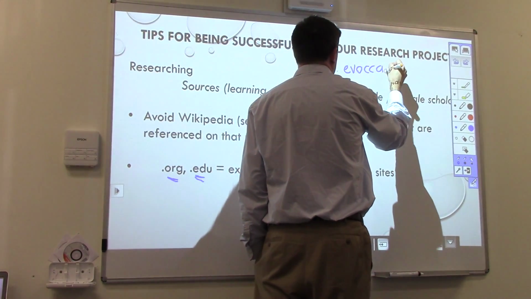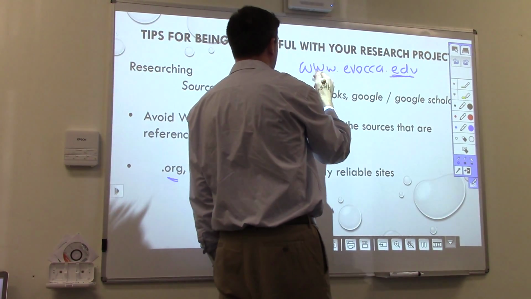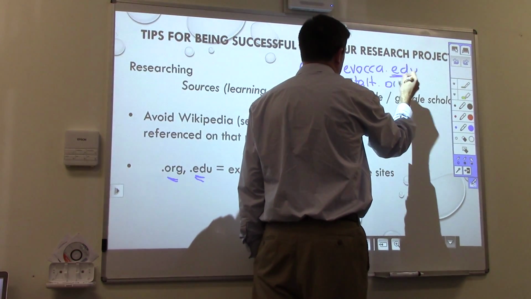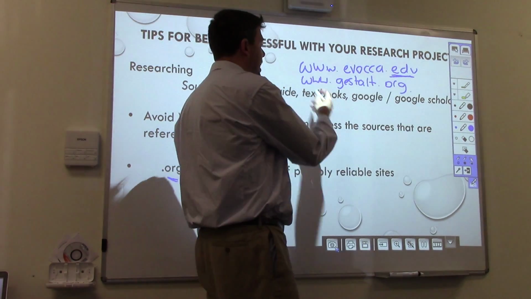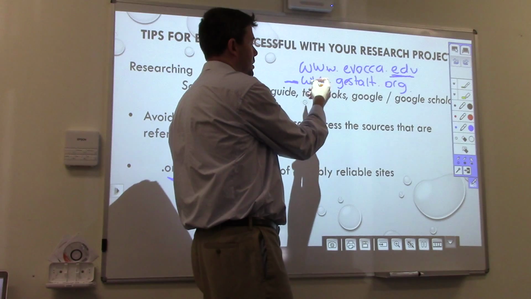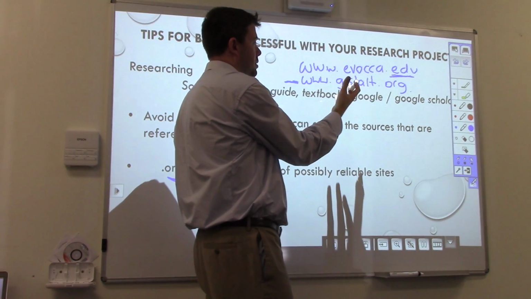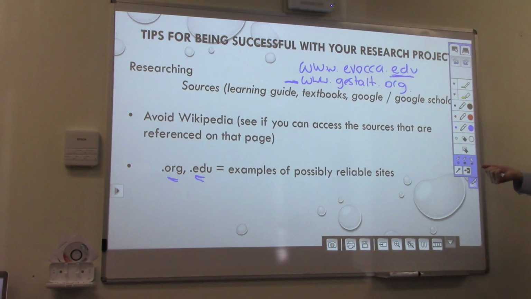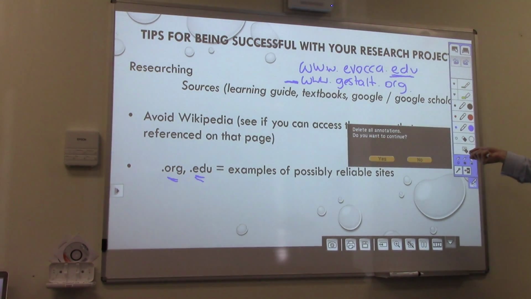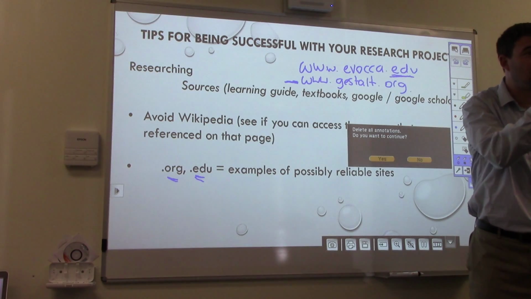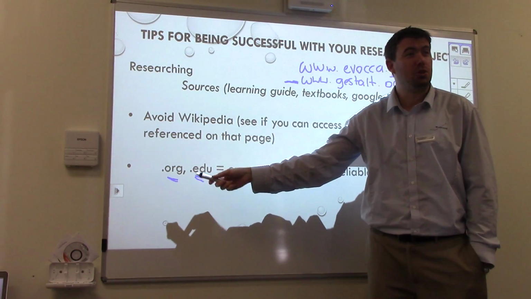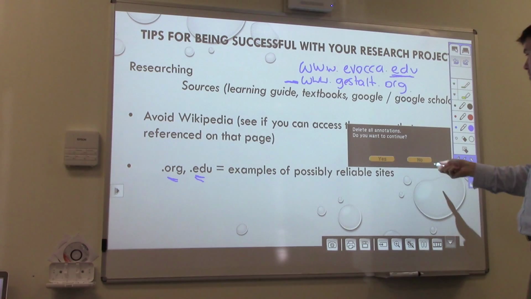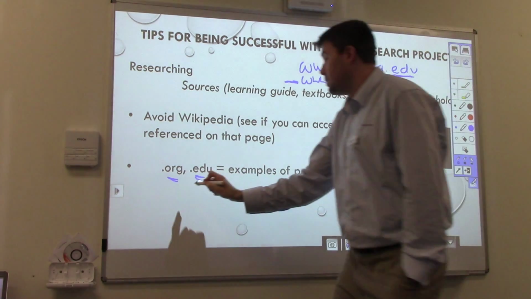So if your website ends in www.evocca.edu, or www.gestalt.org, that's an organisation that would have developed resources on the topic. And .com is commercial, so you don't want that. They may be useful, but if you really want to make sure, when you do your search in Google, you can put .edu or .org and all your hits will only be .edu or .org. They've got .gov as well, that's government.